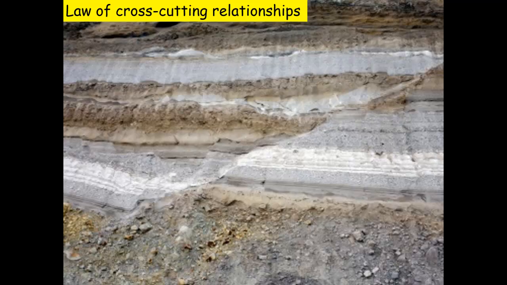Here's another example where a fault, shown here, has cut across some sedimentary layers, shown here. So by the law of original lateral continuity, this layer was originally continuous, but now it's been cut by the fault, and so therefore the fault must be younger than the horizontal layers.